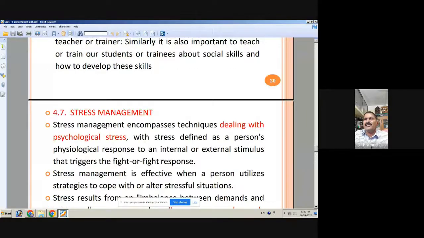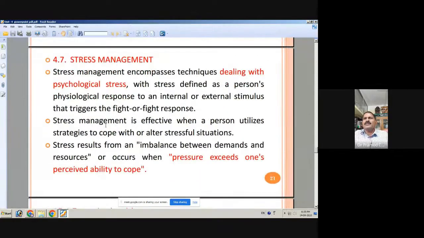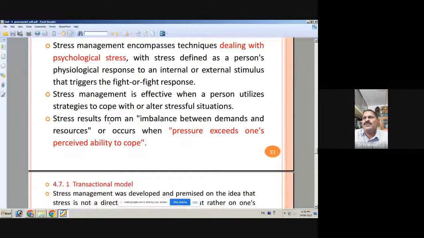so that they can manage their stress and strain. But how can we manage the stress? Stress management is there. You know that we always have stress. Stress management can be done by dealing with our psychological stress. Psychological and physiological stress are there. Psychological stress is internal, and physiological stress is external. So definitely we will have to fight with both.